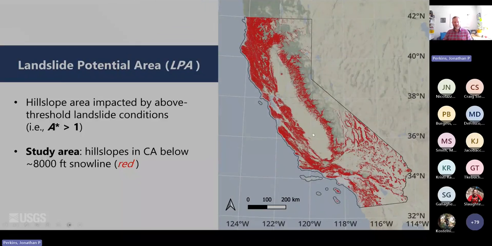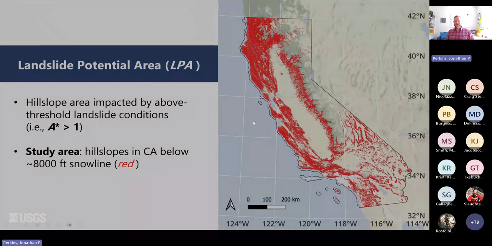So you can imagine a blob of A star being mapped, right? These red pixels show all the hill slopes in our study area below the 8,000-foot snow line, because a lot of these are wintertime storms. Above that you're just getting snow, so we mask out those areas.